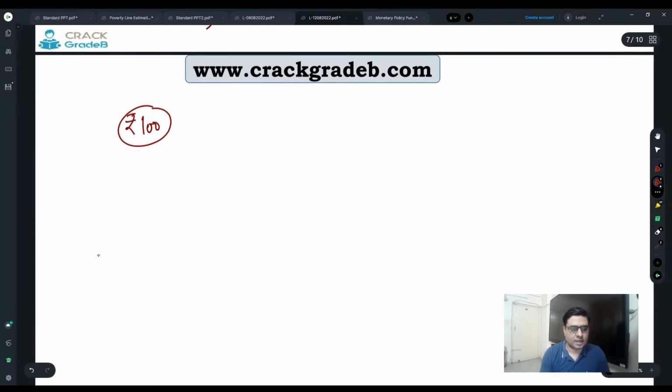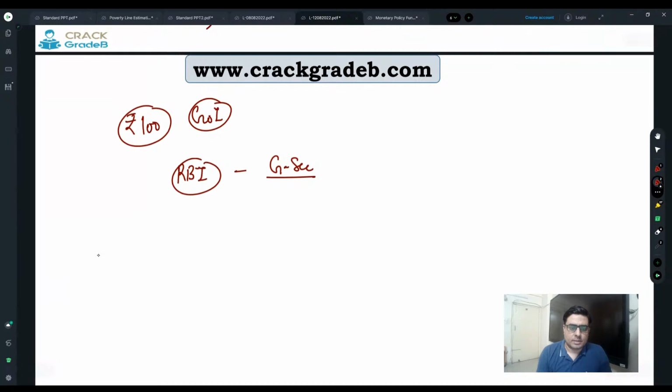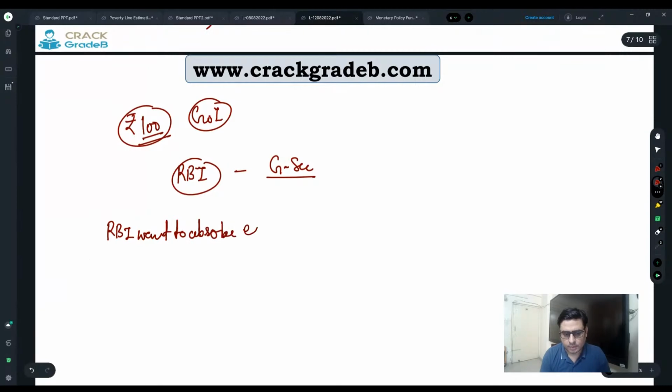100 rupees. This is the requirement of GOI, Government of India. And for that, RBI has issued what? GSECs. Right. They have issued GSECs worth 100 rupees. Now, RBI wants to absorb excess liquidity from the system, especially the banking system.